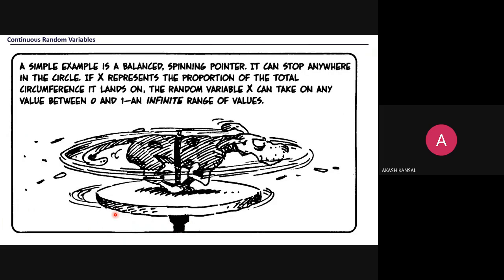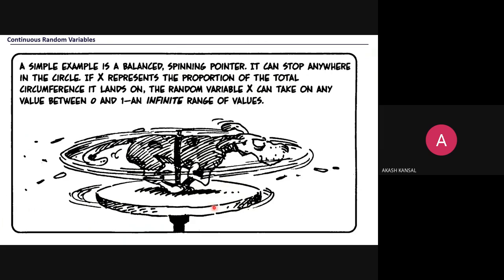Right. So, as an example, let's think of a spinning pointer. Think of it as a lattu that we are spinning, and we are landing it on a circular surface. Basically, this animal that you see. Imagine it as a pointer. You are spinning it, and once it lands, it can land anywhere on the circle.